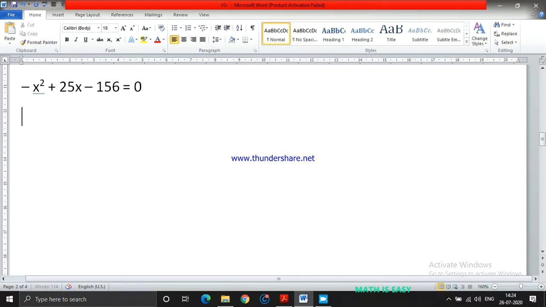If you want more simplification, we generally keep the x square coefficient positive. So what I do is remove this negative sign, taking minus common on both sides for every term, to get x square minus 25x plus 156 equals 0. So we have to find the factors of 156 whose sum is 25. If you want help, I will give you: 12 into 13 is 156 and 12 plus 13 is 25. So you will take minus 12 and minus 13 as the factors and solve it.